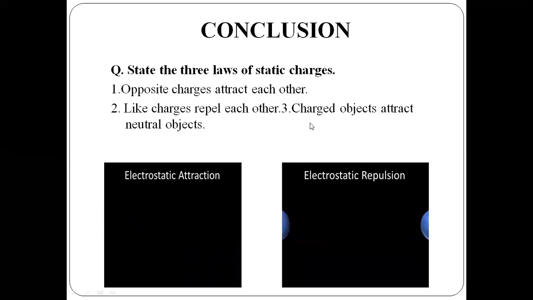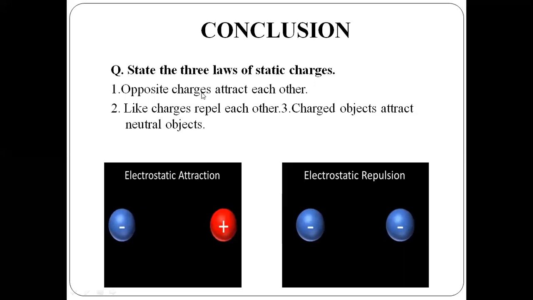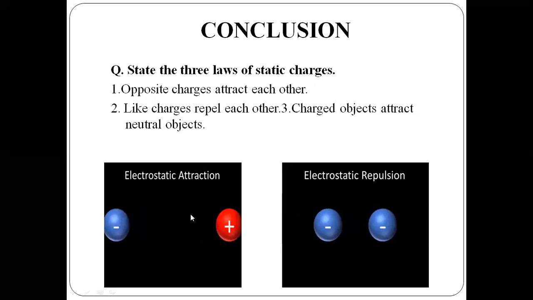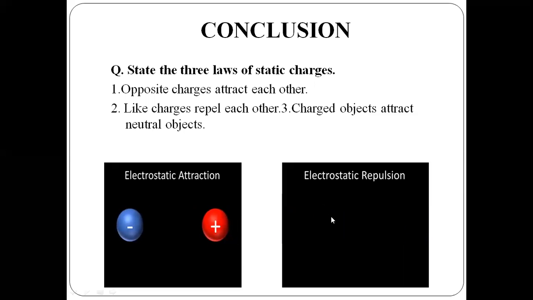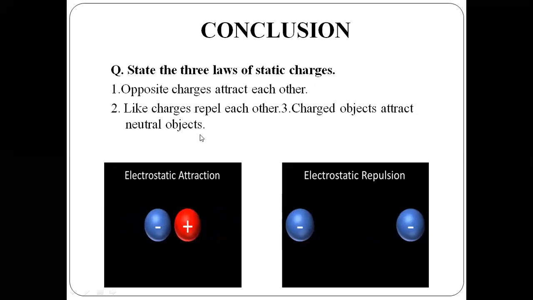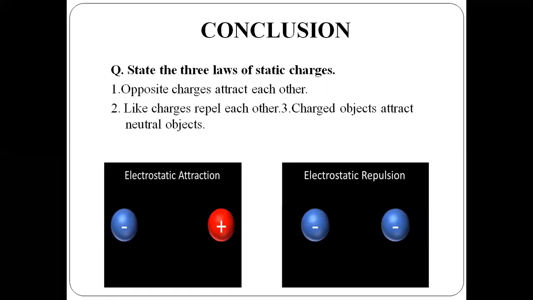Then the third, okay, look at children once again. The first law says opposite charges attract each other, that is plus and minus. Just look at this image. Then like charges repel each other. The third is charged object. If it is a charged one, then the charged objects attract neutral objects. What is the cause? Just you wait.